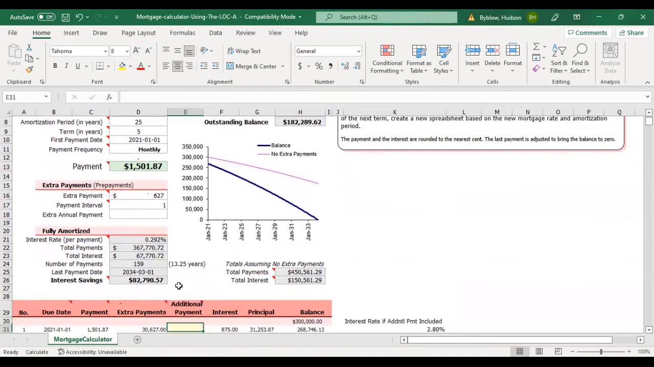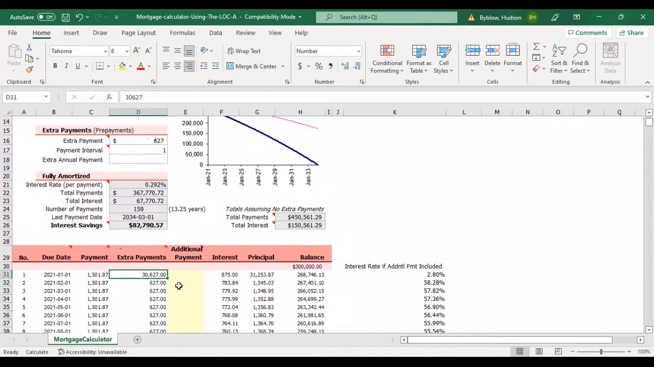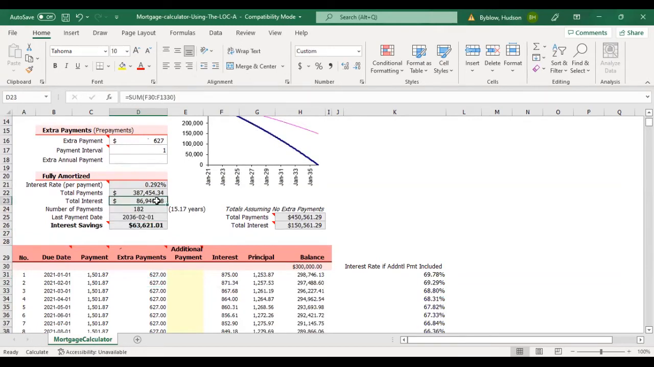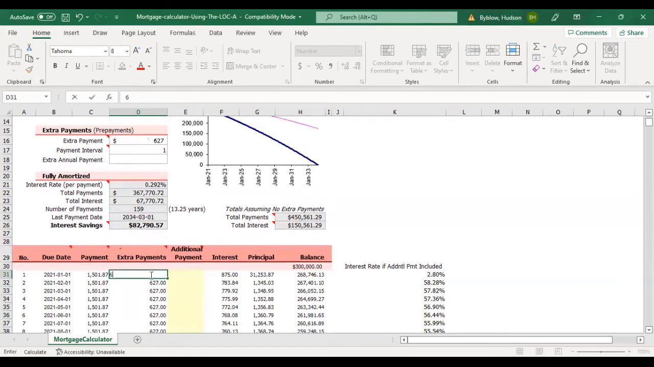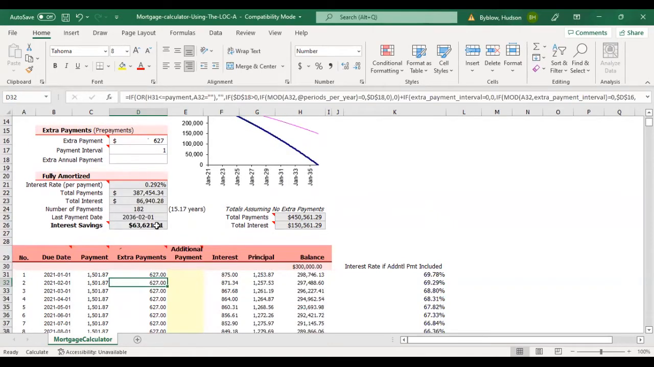If I didn't have that payment, let's see what would happen here. I'm going to change this back to 627, and we're going to watch this change. So $67,000, let's change that back to 627 and see what happens. There's 627. The 67,000 goes up to 86,000 right there. Let's change that again, 30,627 interest savings. So we save $82,000 when we do the 30,000 payment, versus if we just have 627, we save only $63,000.